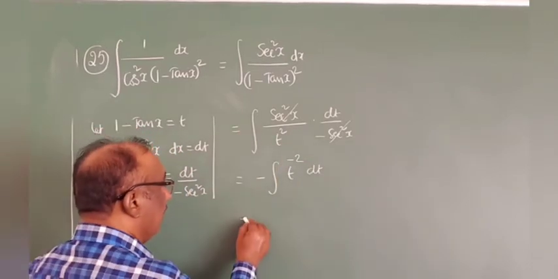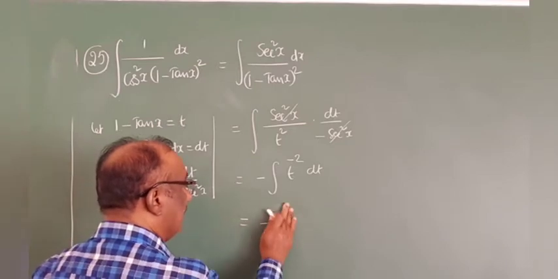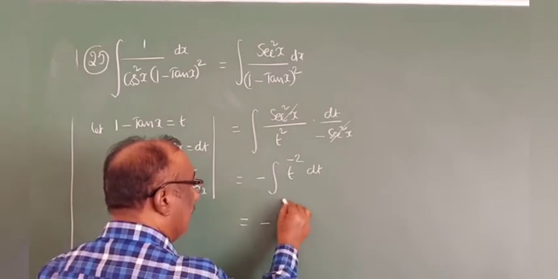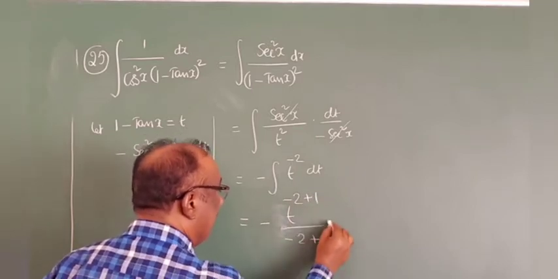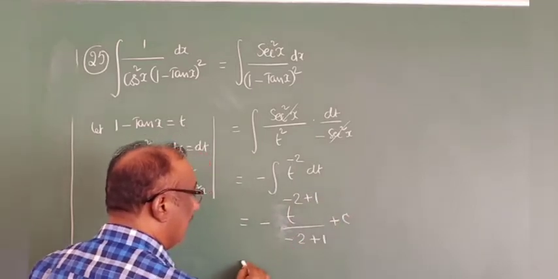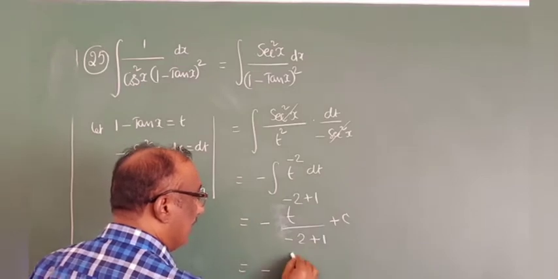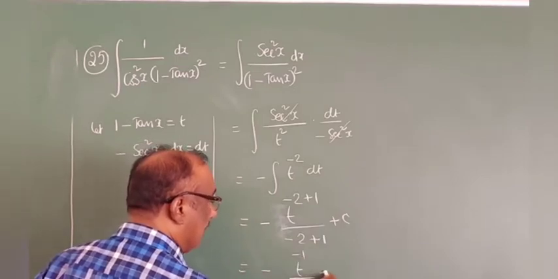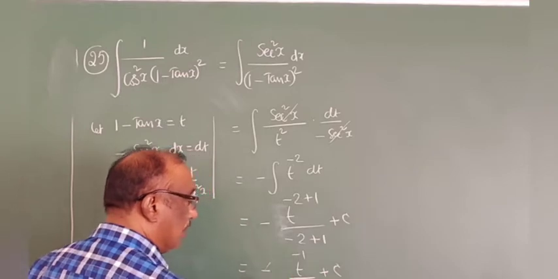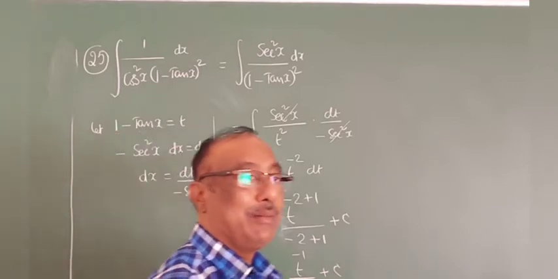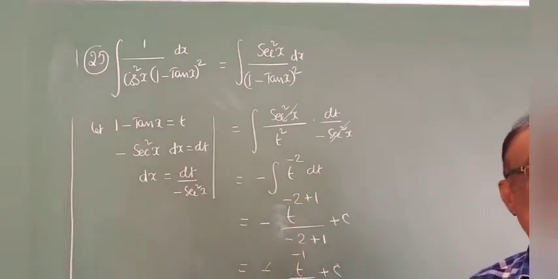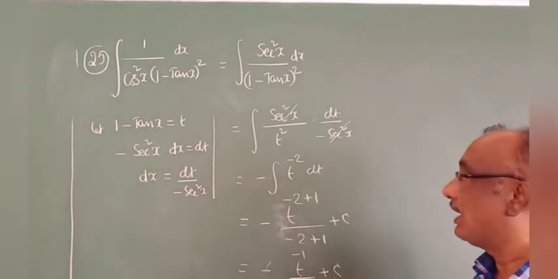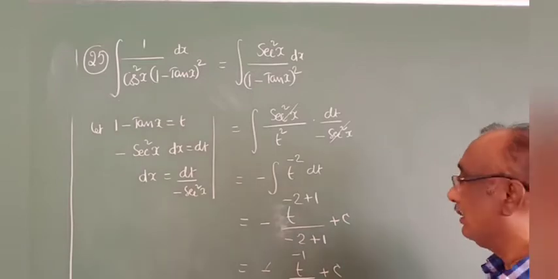Now write down minus into the x power of n formula: t power of minus 2 plus 1 by minus 2 plus 1, plus c. Here it is minus t power of minus 1 by minus 1 plus c. Minus minus both are cancelled. T power of minus 1 is 1 by t. T means 1 minus tan x, should be written down immediately.